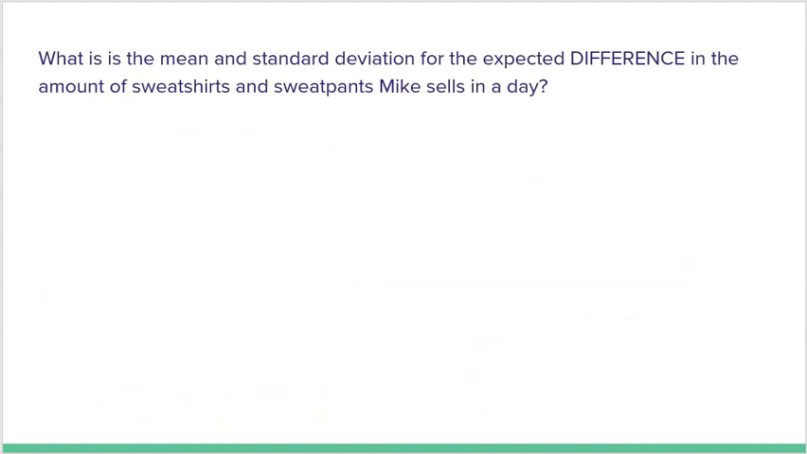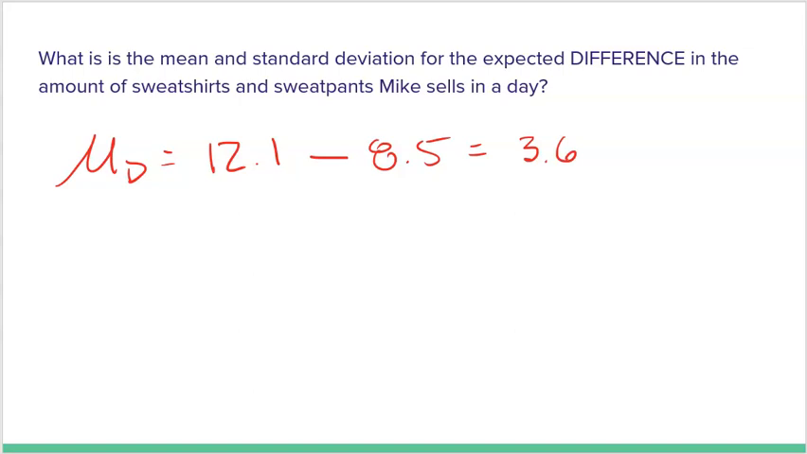What is the difference in his sweatshirts and sweatpants? What's the difference, right? So now I'm talking about the difference. So what is his average difference? Well, this is easy, right? We expect to sell 12.1 sweatshirts minus 8.5 sweatpants, 12.1 minus 8.5. So we expect there to be a difference of 3.6, right? Like we expect 3.6 more sweatshirts. I mean, that's just common sense, right? 12.1 sweatshirts, 8.5 sweatpants. So obviously we expect more sweatshirts, 3.6 more.